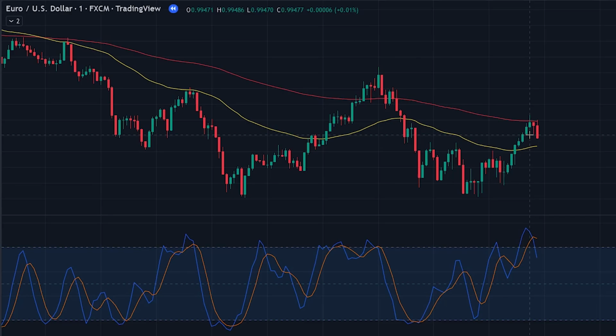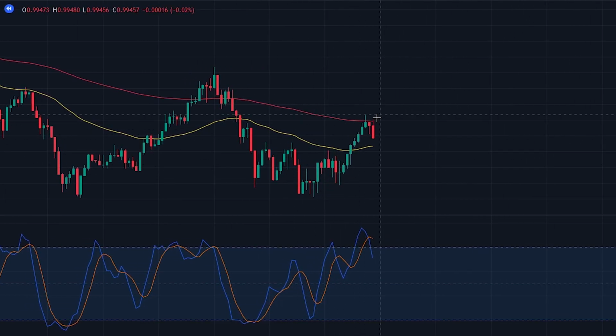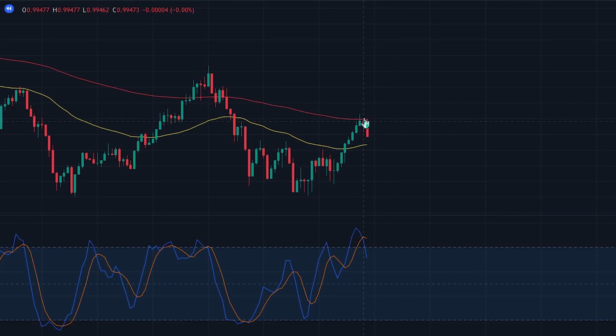Secondly, we will need to see the price action pull back into the 150 EMA. You can make sure that this is the case by taking a look at the price action and seeing that it's either touching or close to the EMA.